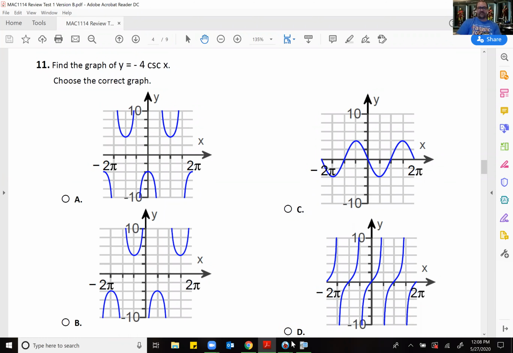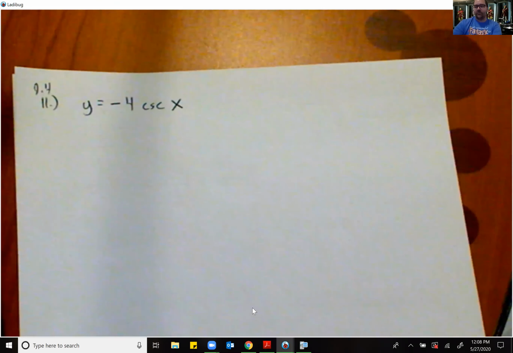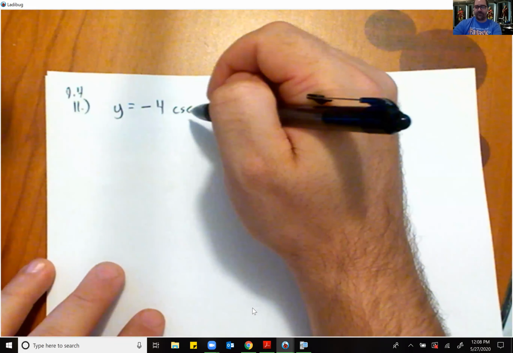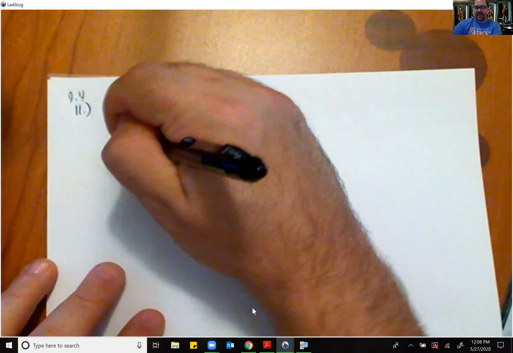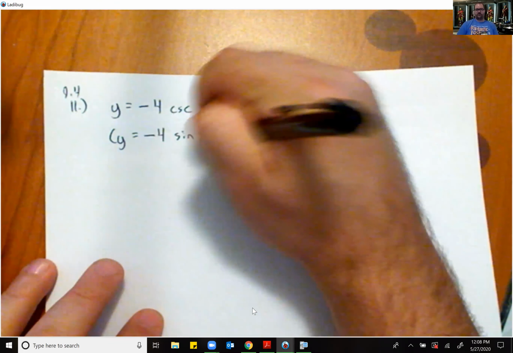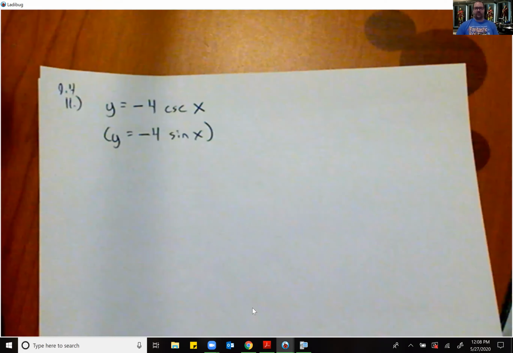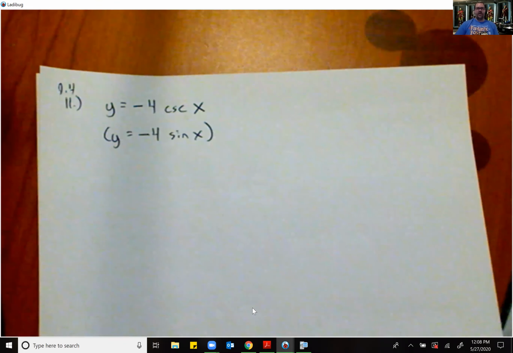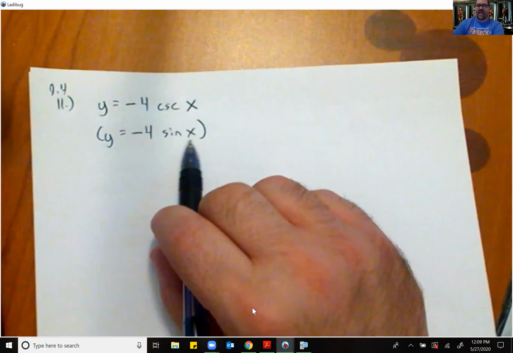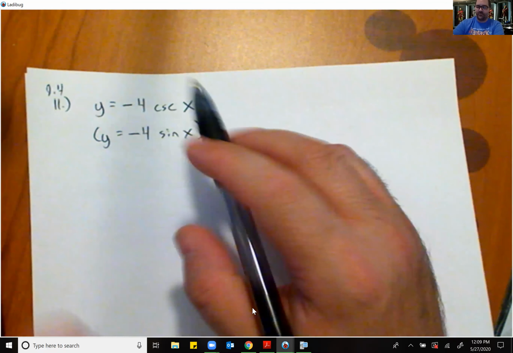When I look at this, I think to myself, who is the reciprocal of this? It's a sine. So I pretend that my graph is this. And I graph a sine graph, and then all I've got to do is take the wave, cut it, and flip them outside. You'll see what I mean here in just a second. Okay? So, cool thing in this one, we're only messing with the A. We're only messing with the amplitude.